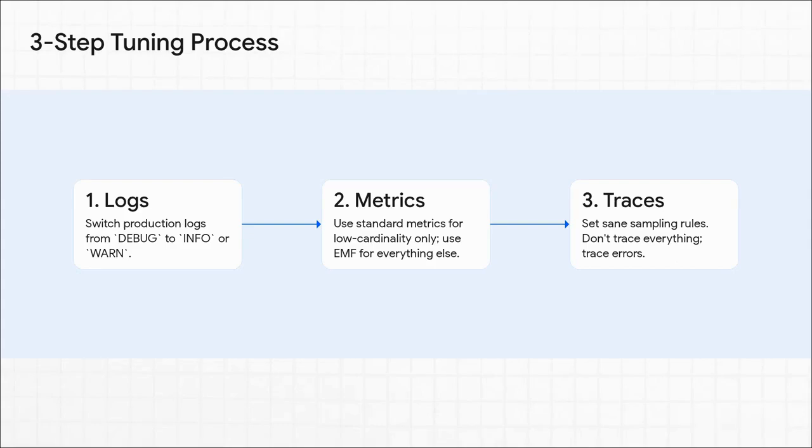So here's our 3-step plan of attack. It's actually pretty simple. 1, for logs, be ruthless. Switch production over to info or even warn. You will immediately slash your ingestion volume. 2, for metrics, get smart. Use the standard metrics for broad, system-wide health checks, things with low cardinality. Everything else, shove it into EMF. And 3, for traces, be intelligent. Sample a small percentage of successful requests, but maybe crank it up to capture 100% of all your errors.